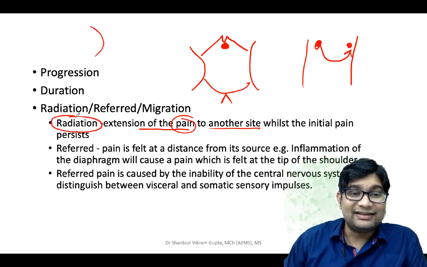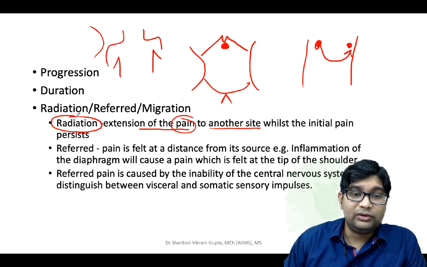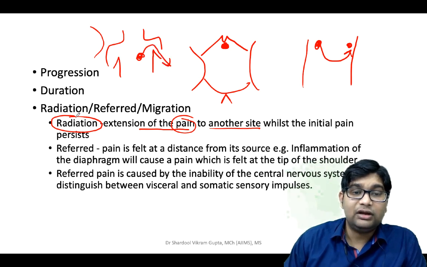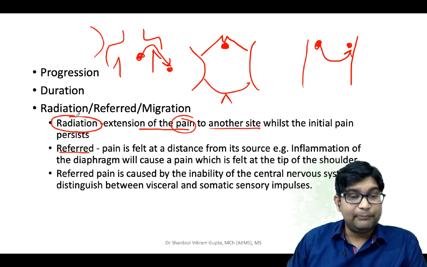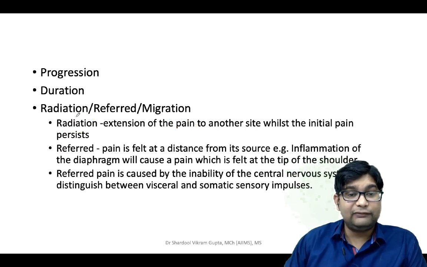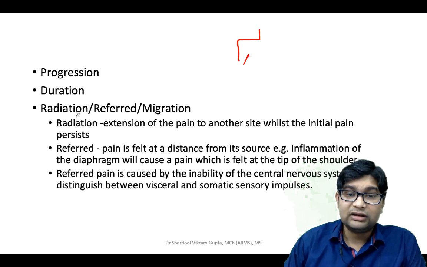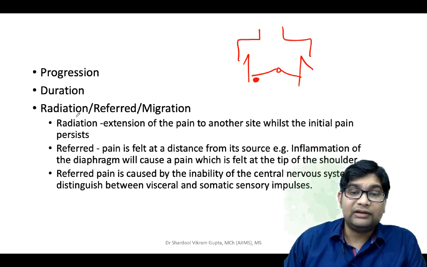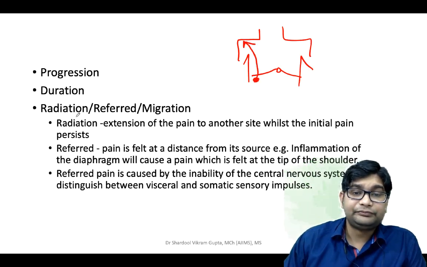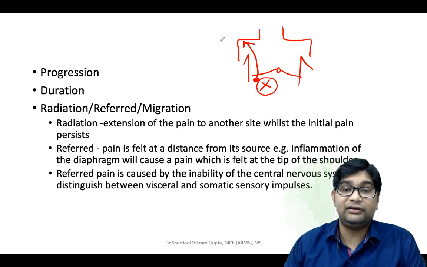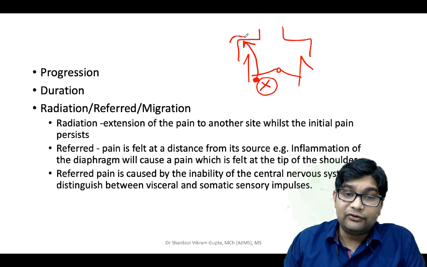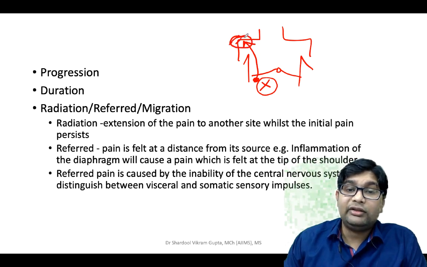Like in chest pain, you must have known that the pain in the chest remains and it radiates to the arm. So both sides there is pain. While in referred pain, the pain is felt at some site else. Subdiaphragmatic abscess, it is felt at the tip of the shoulder, through the cervical roots of the phrenic nerve, C3, C4, C5, which corresponds to the dermatome on the shoulder.